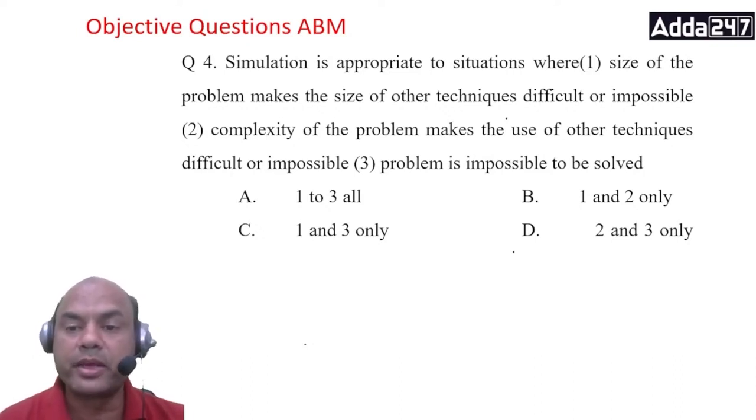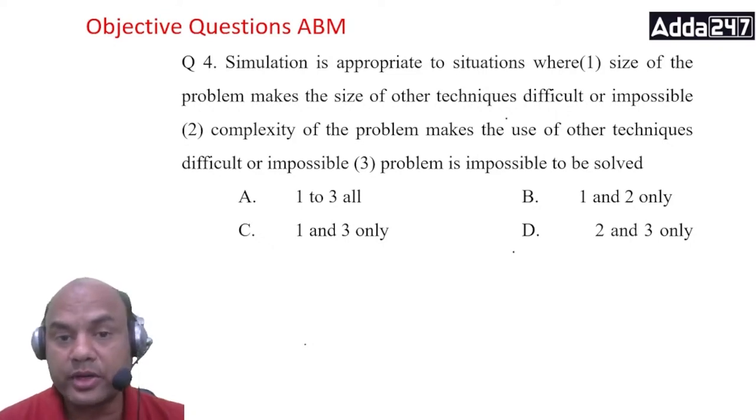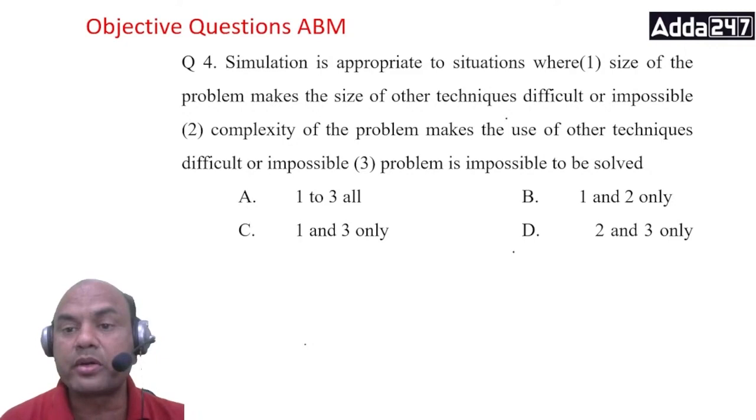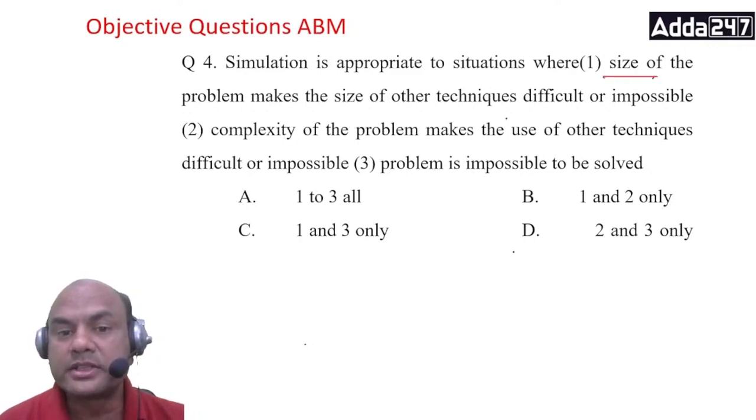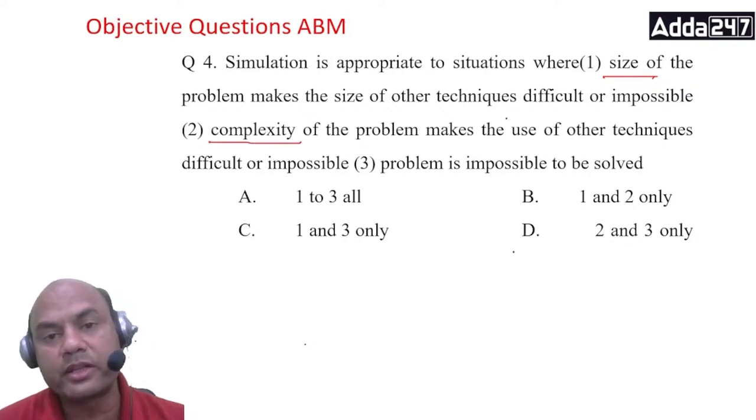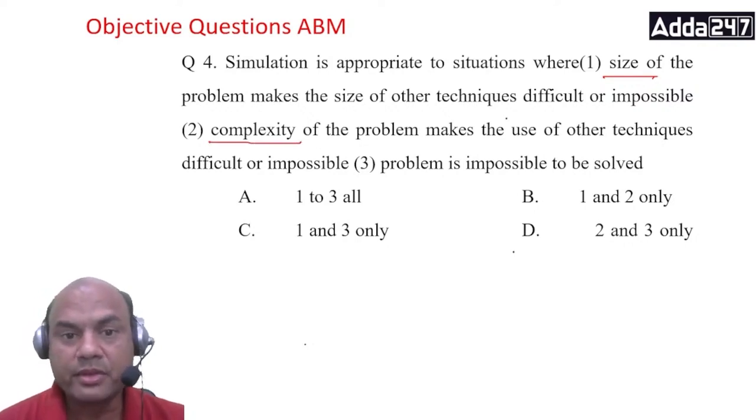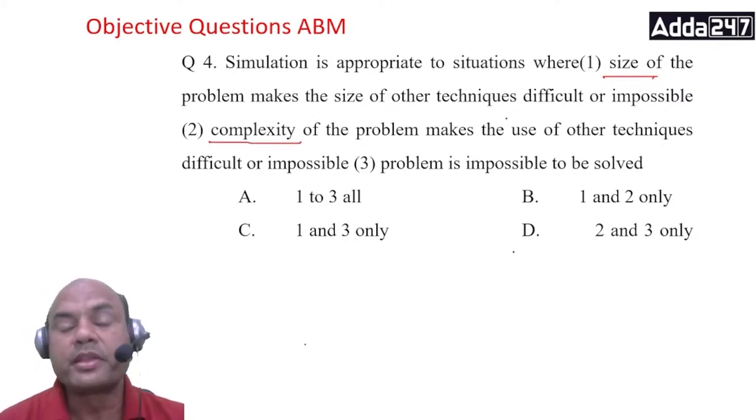Complexity of a problem makes the use of other techniques difficult or impossible. That is also a point. See here, the important part is size. Second is complexity also, because finance is the most complex field in this world, right? Suppose we come back to the same example, changing the software. That is so complex.